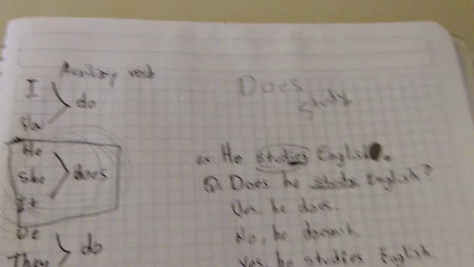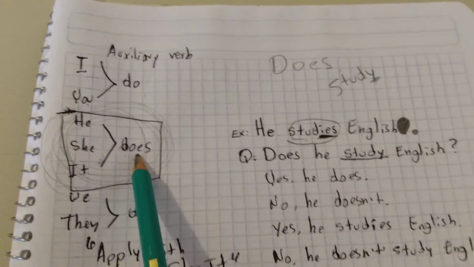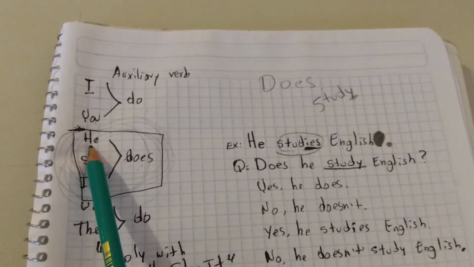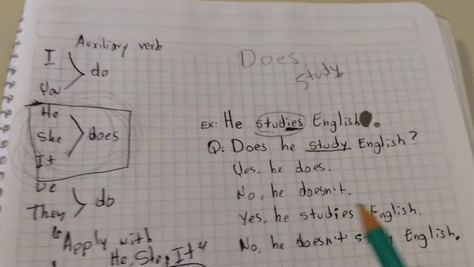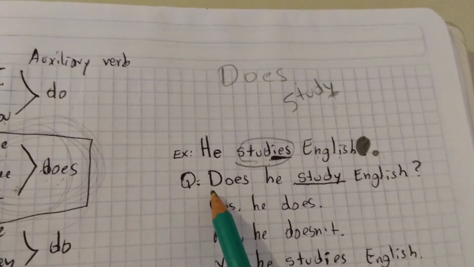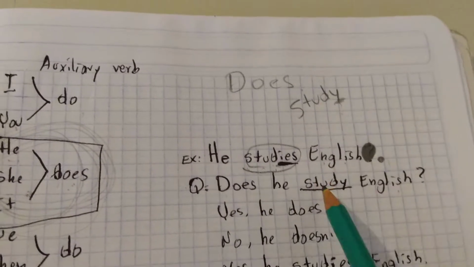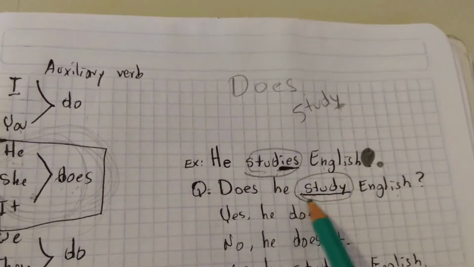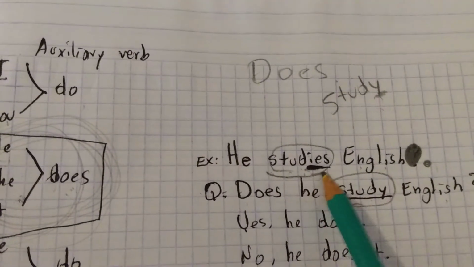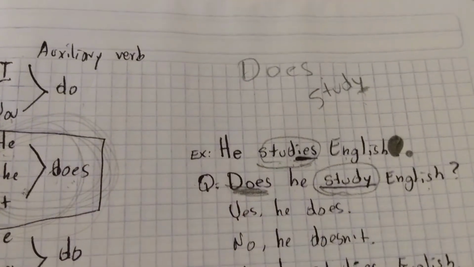Now how do I make this a question? Now we're gonna use does, obviously, because does is the auxiliary verb that corresponds to the pronoun he. He studies English. Now, question, does he study English? Now notice that study is not conjugated anymore. We don't have IES. Why is that? Because we have the auxiliary present in the sentence.